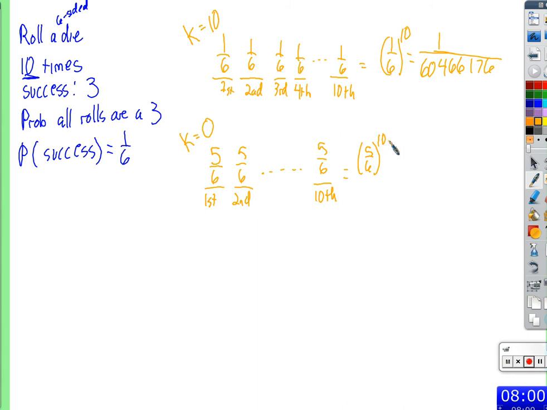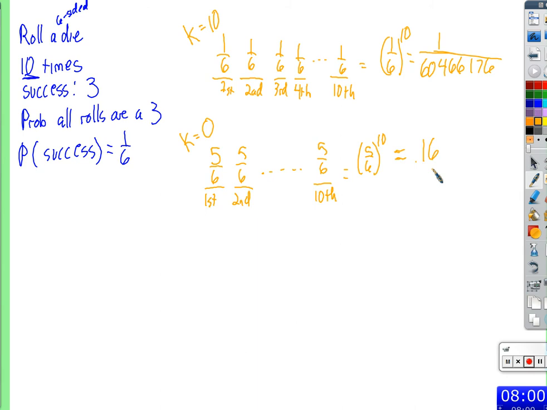Right? It's like 5 times. So I guess approximately 0.16 something. Whatever, it's a really long decimal. Alright, well, pretty easy, right? When they're all the same, you just multiply the probability of success by itself 10 times, or failure by itself 10 times.